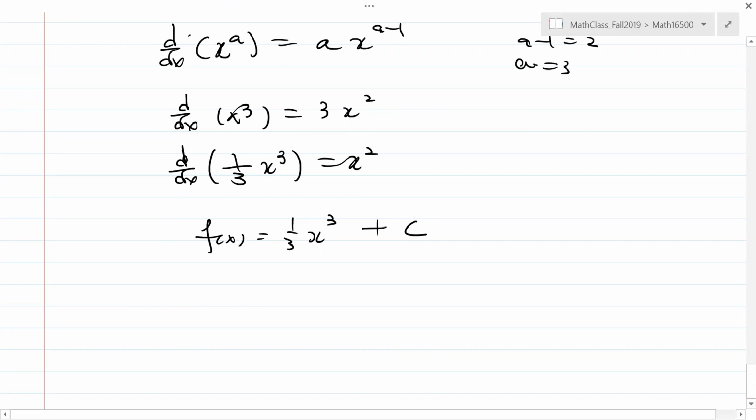And so if the derivative is always zero, then the function must be constant.